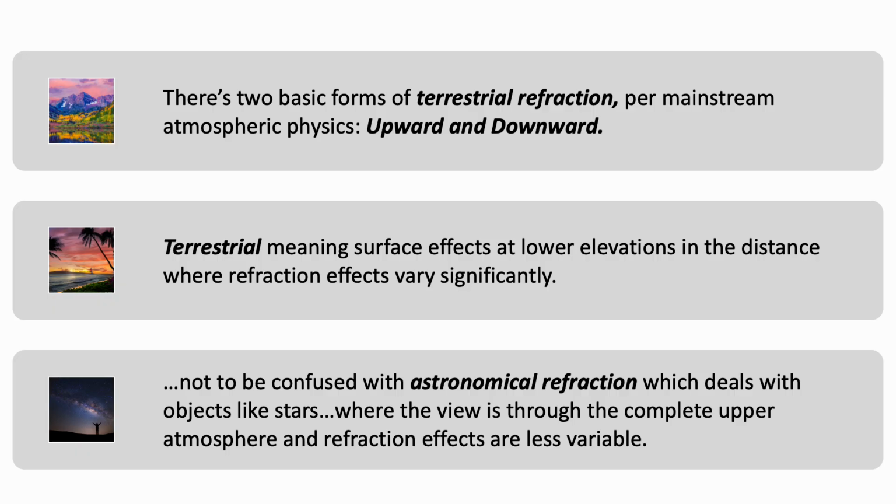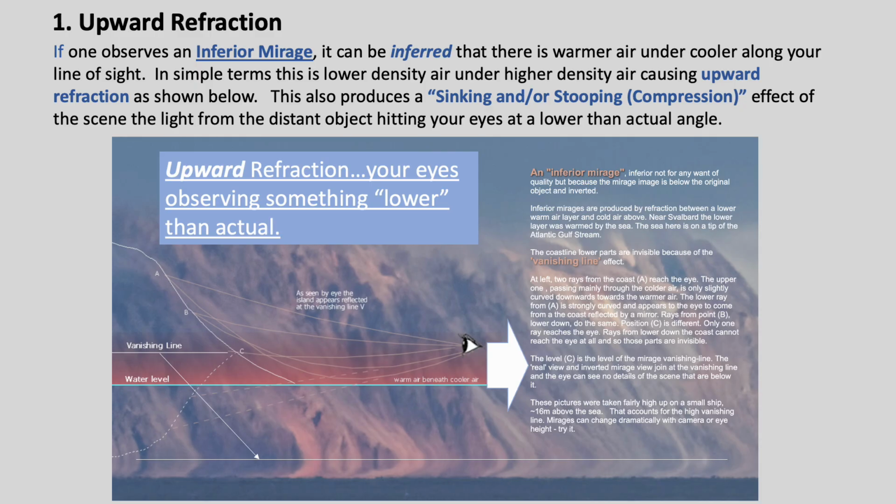In general, there's two basic forms of terrestrial refraction, upward and downward. Upward refraction causes observed effects such as inferior mirage, sinking or stooping, and compression. Basically, the light's hitting your eyes at a lower than actual angle.